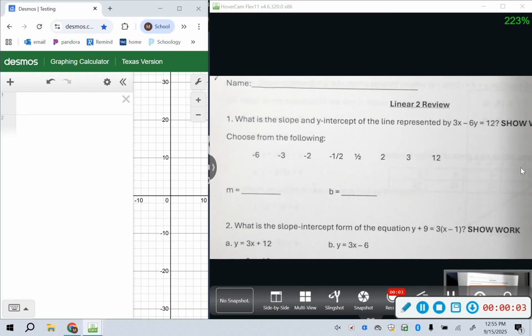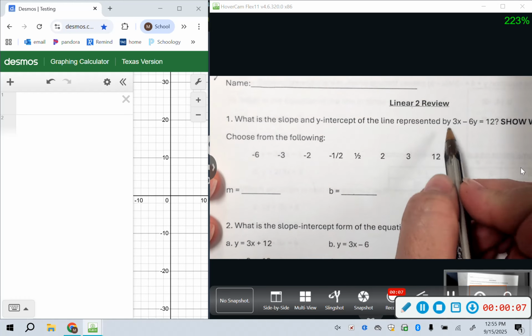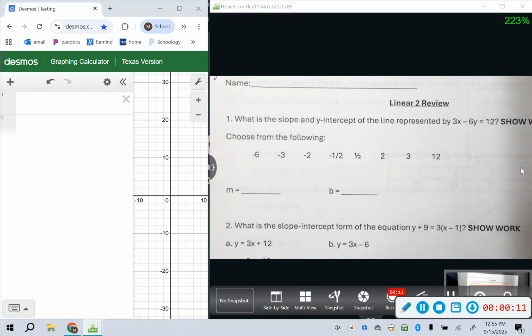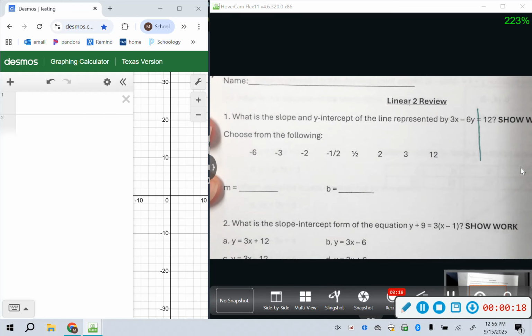Okay, linear 2 test review. So it says, what is the slope and the y-intercept of the line represented by this equation? Well, first off, that's in standard form, and for us to find slope and intercept, we need it in slope-intercept form, so we have to solve for y. There's 2 steps. We have to move our x and divide by y.